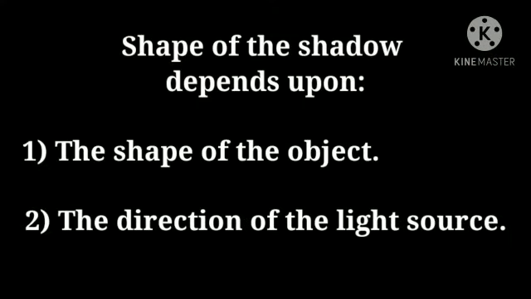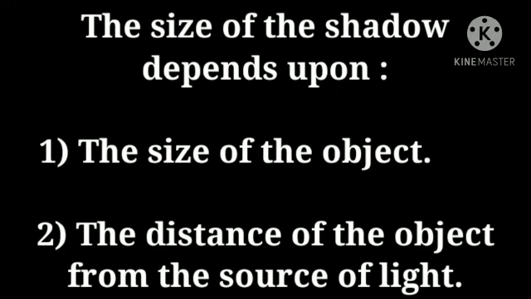In this module, we have learnt that the shape of the shadow depends upon the shape of the object and the direction of the light source. We have also learnt that the size of the shadow depends upon the size of the object and the distance of the object from the source of light. I hope you have enjoyed and understood the concept.